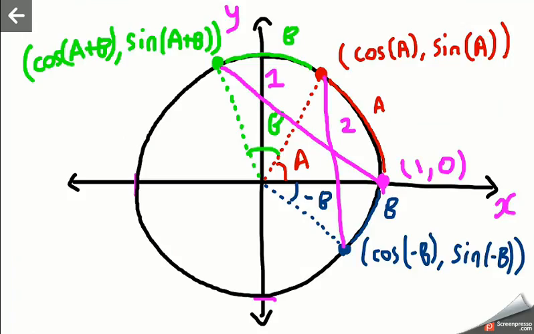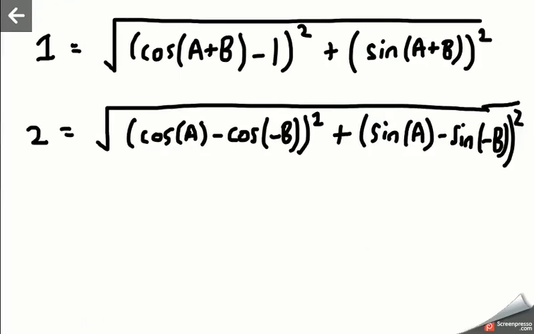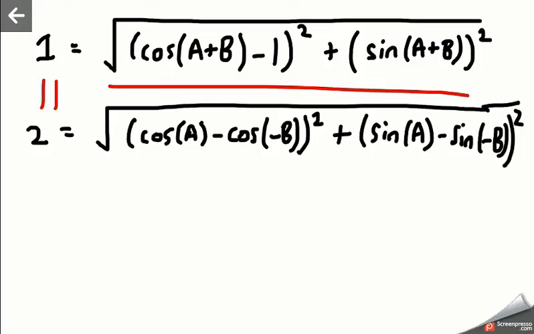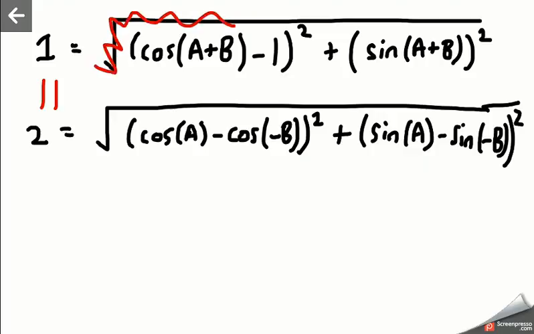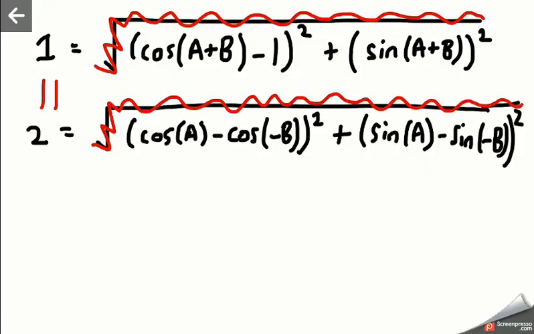And now, both of these lines, line 1 and line 2, have equal distance because of what we just worked out before. So it must be the case that these two distances are the same, and therefore this thing must be equal to this thing. Because they're both equal and they're both distances, so they're both positive, we can just square both sides and get rid of these square root signs. So we get cosine of A plus B minus 1 squared plus sine of A plus B squared is equal to cosine of A minus cosine of negative B squared plus sine of A minus sine of negative B squared.